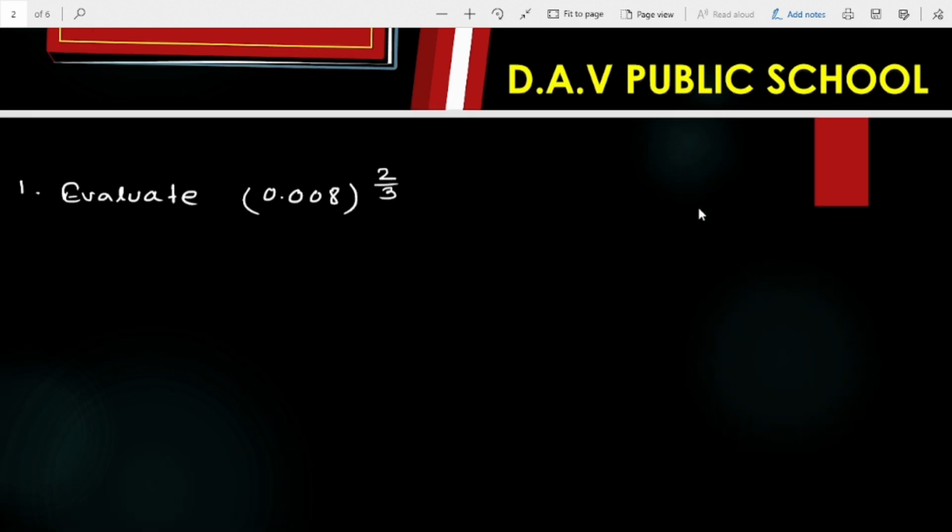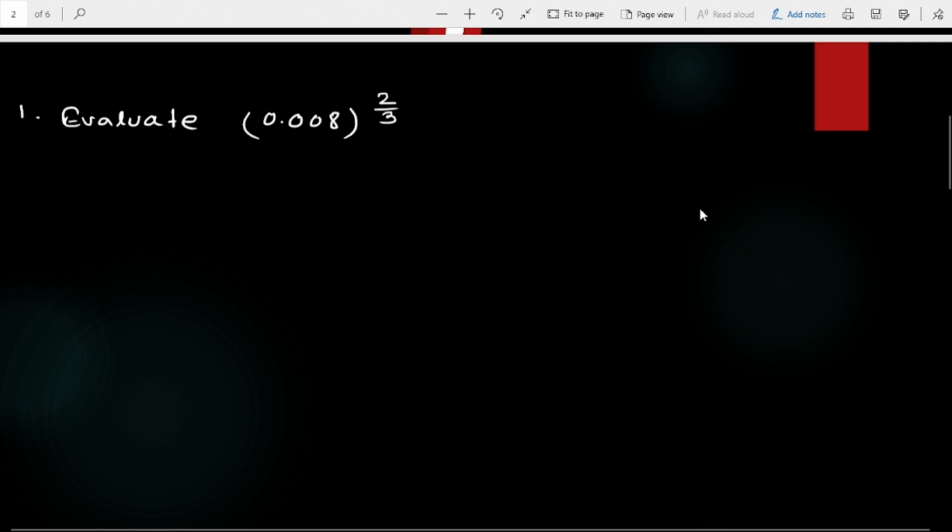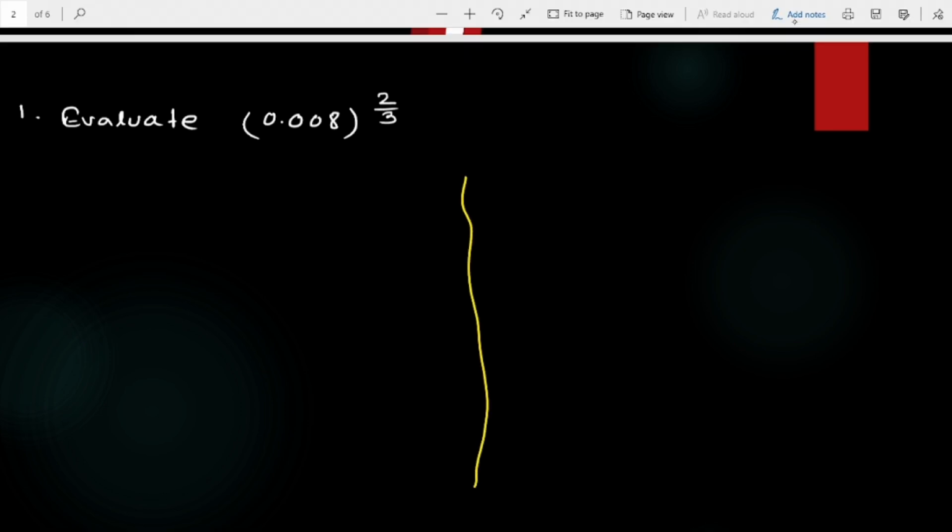So, first question: evaluate 0.008 to the power 2 by 3. How to solve? You can solve this question by two methods. The first is, we know that when you convert a decimal number into a fraction, you can write 8 divided by 1000. Because there are 3 digits after the decimal, it is 8 by 1000, to the power 2 by 3.